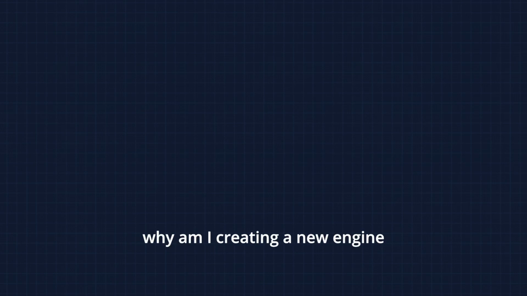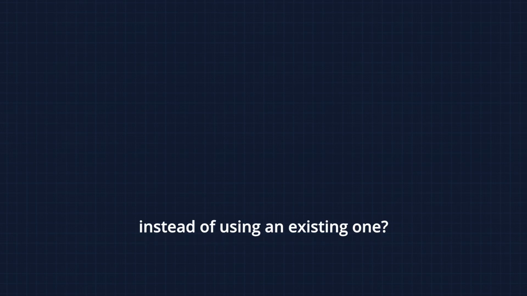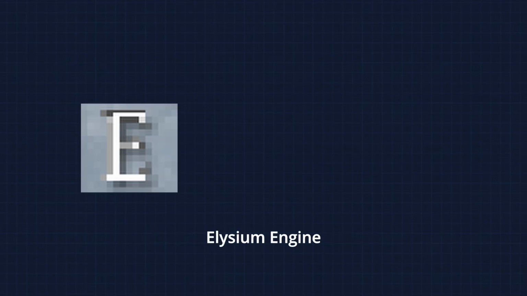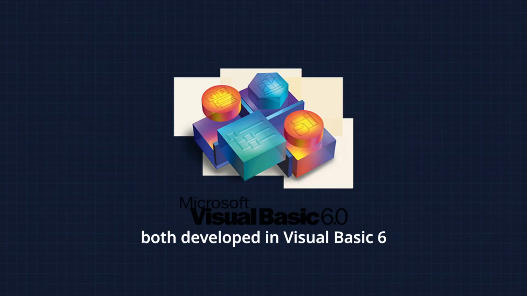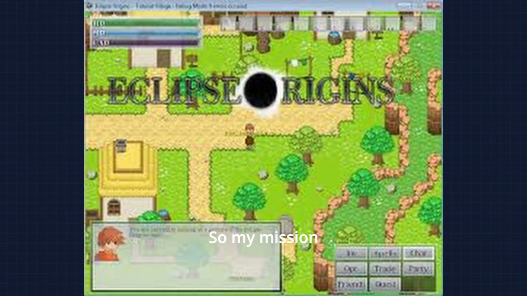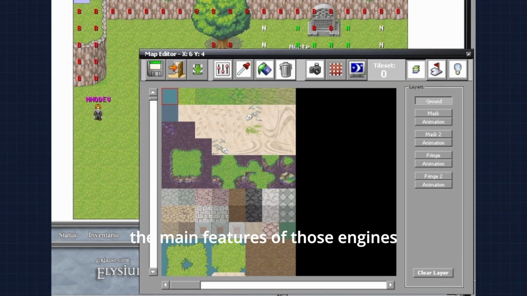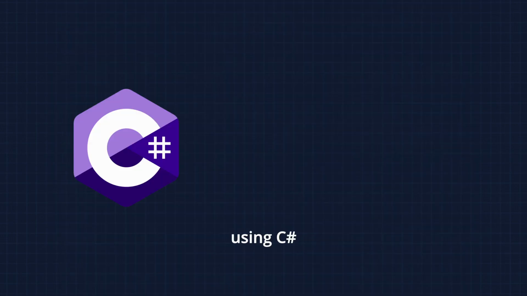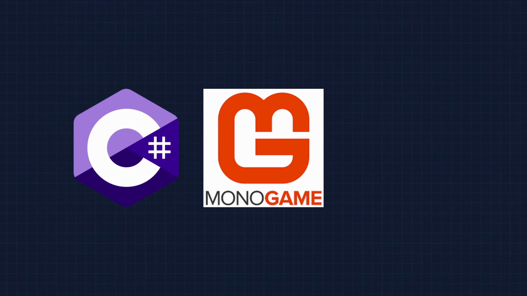First of all, why am I creating a new engine instead of using an existing one? First, I want to improve myself, and second, the engine I am creating is based on two existing ones, Elysian Engine and Eclipse Origins, both developed in Visual Basic 6, and they're quite outdated by now. So my mission is to recreate the main features of those engines using C#, the MonoGame library, and the relational database. One of the main features is the map editor.